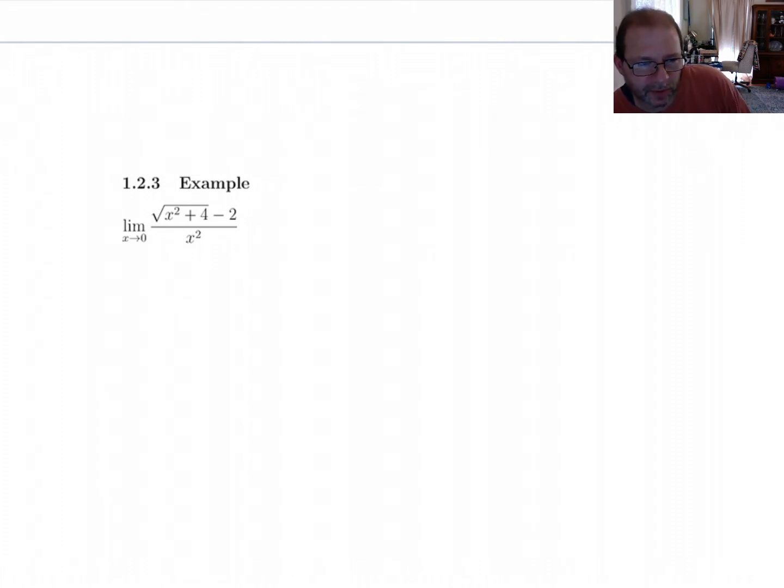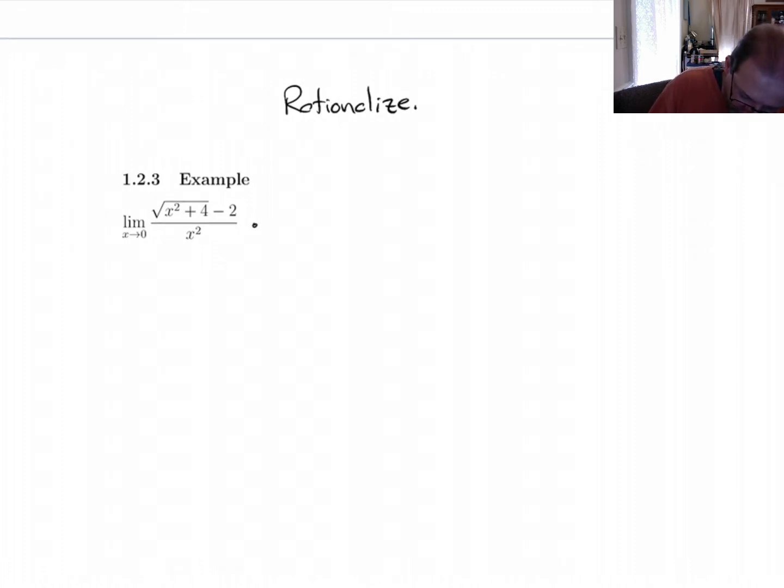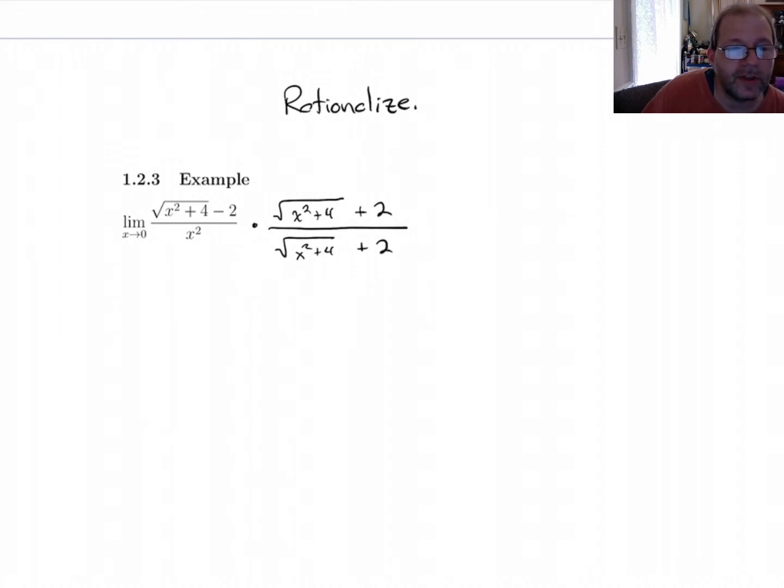Now in the previous examples we factored. On this one we can't do that. So what we want to do here is rationalize. So what I want to do is multiply the top and bottom by the square root of x squared plus 4 plus 2. Now the reason for that is when we FOIL this out, it's going to work out nicely.